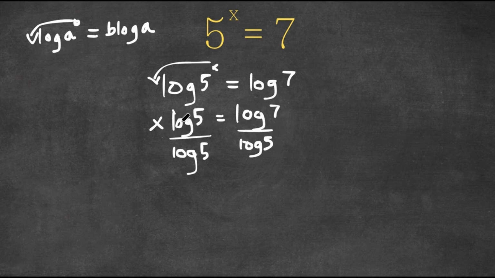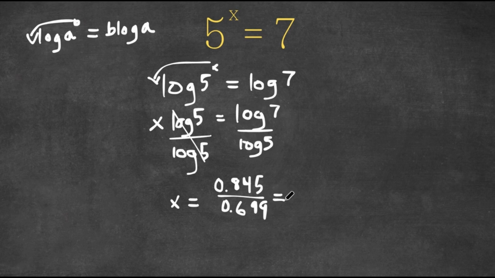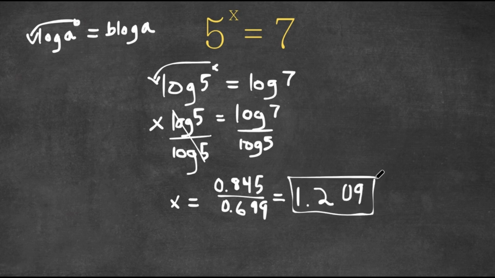So now for our left-hand side, these two cancel out. So we would have x is equal to log 7, which is approximately 0.845, and we're dividing this by log 5, which is approximately equal to 0.699. So now the answer for this, x would approximately equal 1.209. So this is our answer.